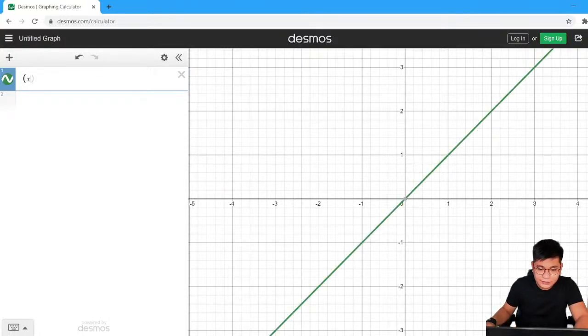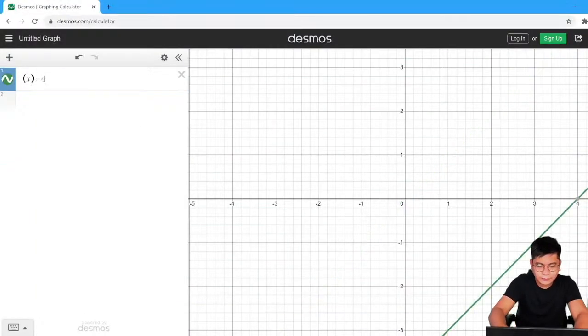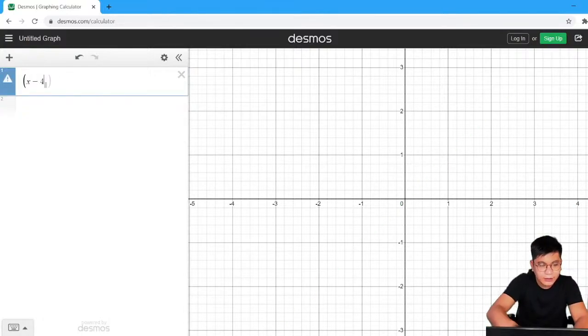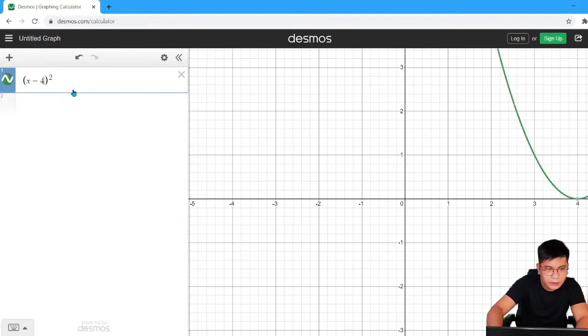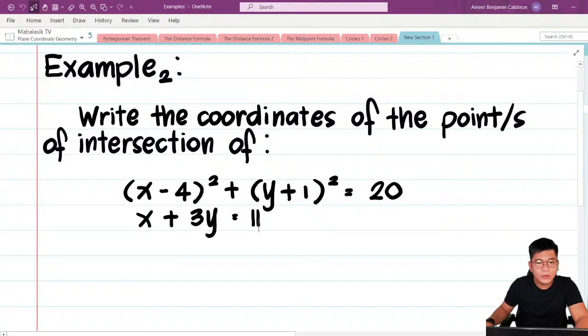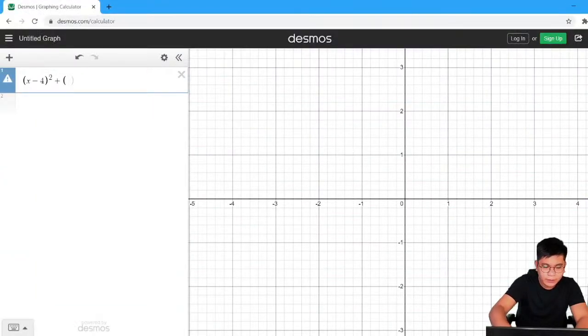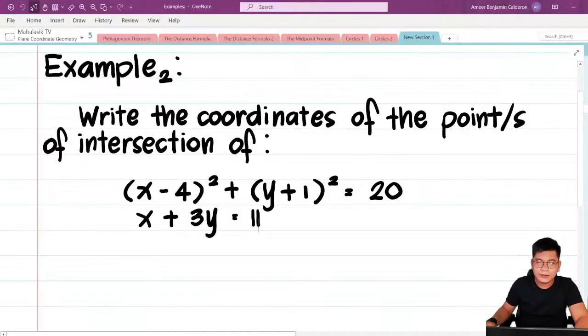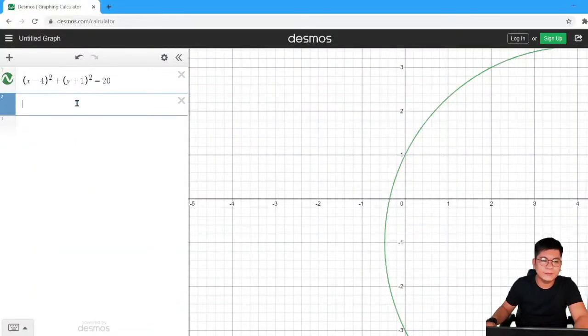We have x minus 4 squared. Sorry, why is that? X minus 4, squared. And then, y plus 1 squared is equal to 20. Okay, and then x plus 3y is equal to 11. X plus 3y equals 11.